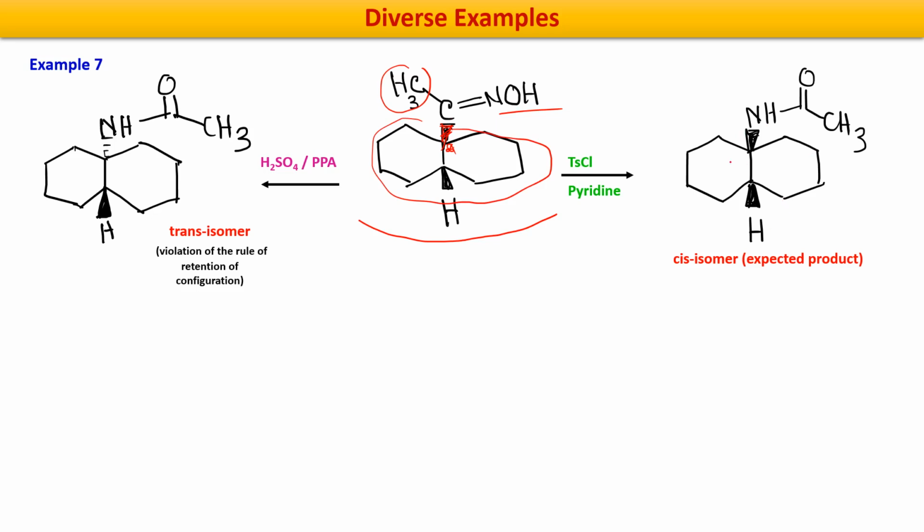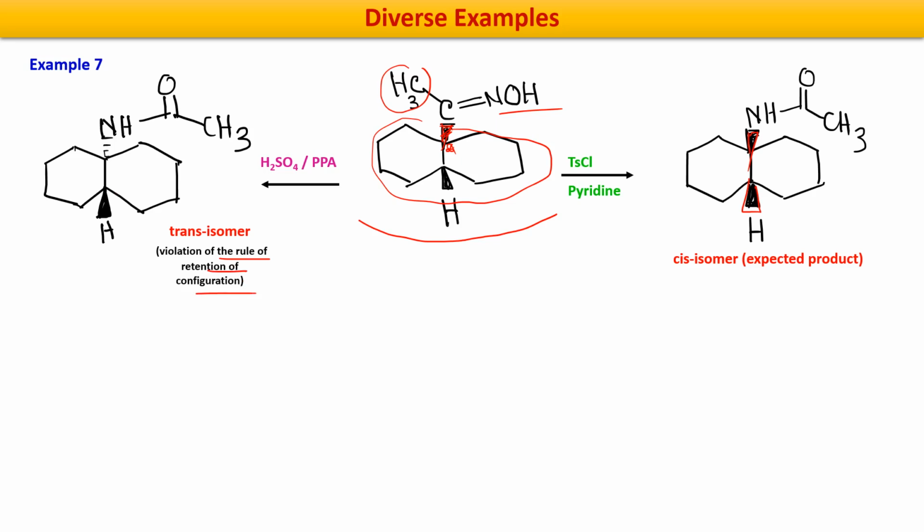So this is the cis isomer. Why is it this? Because in the cis decalin system, this group and this group are both above, on the same side. So this is the expected product, right? But what is happening in presence of the other condition, that is, the left hand side? Here we are getting the trans isomer, the trans decalin system, and this is a violation of the rule of retention of configuration, right?